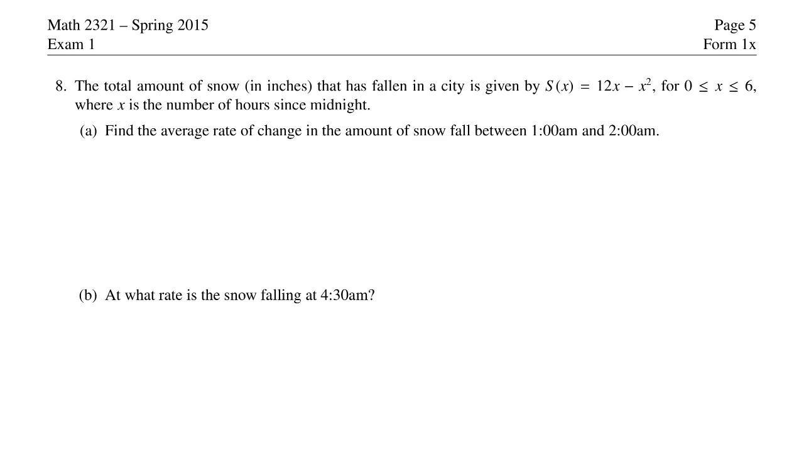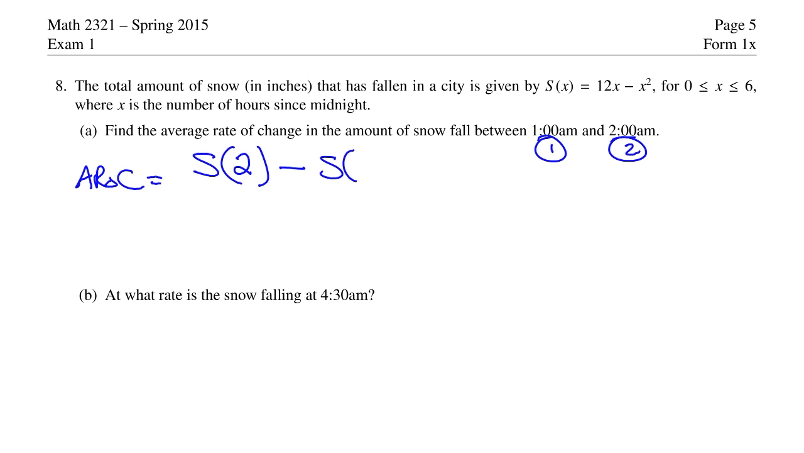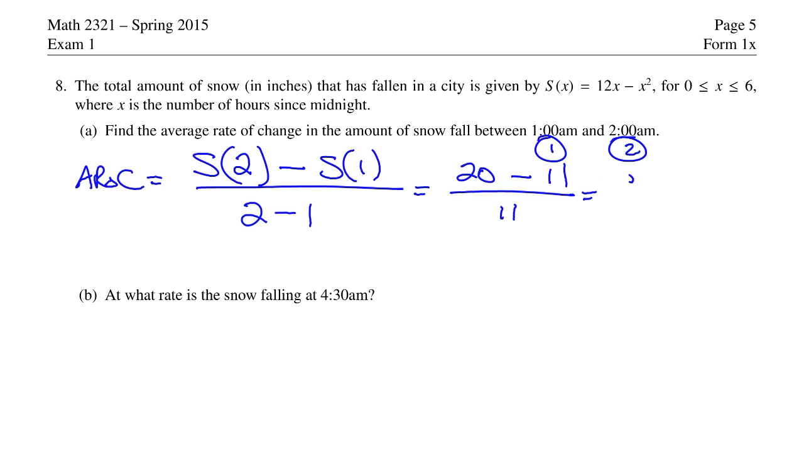Question 8. The total amount of snow in inches that has fallen in a city is given by S of x is equal to 12x minus x squared for 0 less than or equal to x less than or equal to 6, where x is the number of hours since midnight. Find the average rate of change in the amount of snowfall between 1 a.m. and 2 a.m. So 1 a.m. is 1 hour since midnight, 2 a.m. is 2 hours since midnight. So we want the average rate of change from 1 to 2. So it's S of 2 minus S of 1 over 2 minus 1. If you plug those in, you get 20 minus 11 over 1, which is 9.